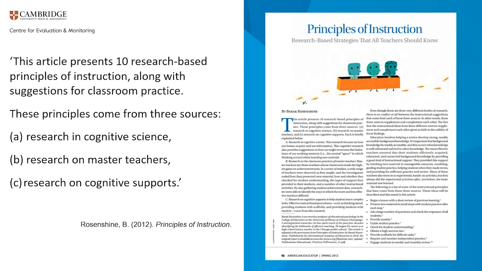It's looking for evidence, and it's looking, as you can see here, from 3 principal sources. So the research in cognitive science, how we think, research on what in the US are called master teachers. I suppose in the UK setting, you might call them advanced skills teachers. And then research on what they call cognitive supports. They are maybe frameworks and scaffolds and devices to help students focus and study more effectively.